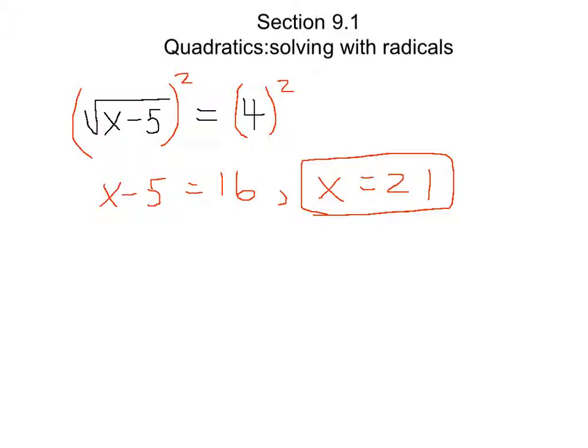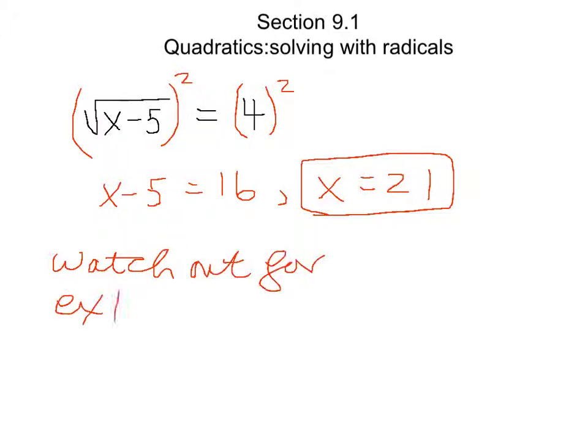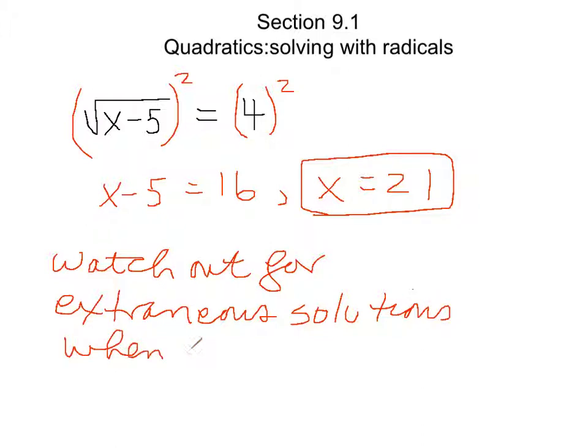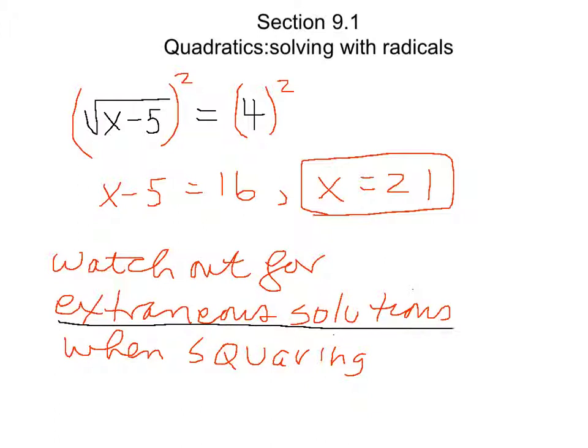One of the things to always beware of is, let me just write it down. Watch out for extraneous solutions when squaring. And what that means is, it's very possible that when you square and you go from the original equation down to this equation, that you may have something which is a solution to this equation, but not a solution to the original equation. And we'll look at a couple of examples in which that's the case.